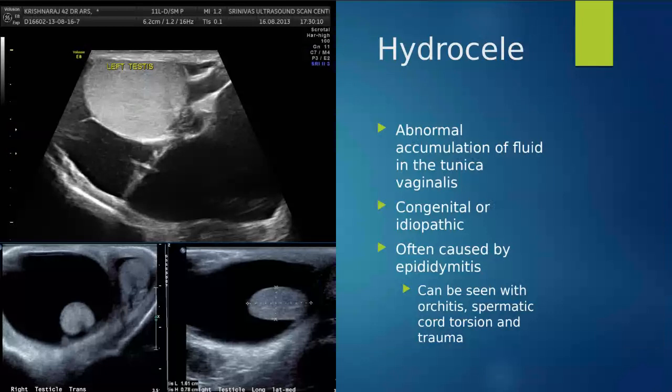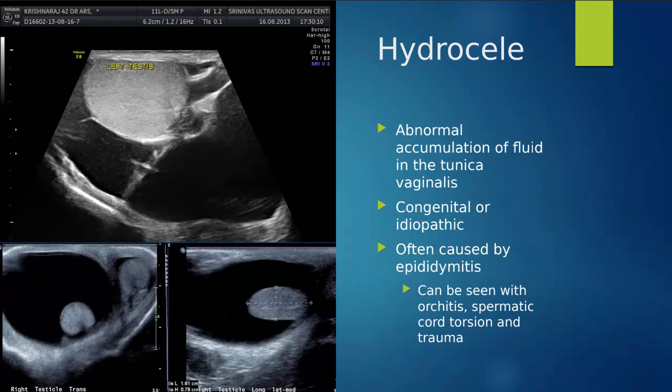Next, we have a hydrocele. We touched upon this briefly, but this is when we have the abnormal fluid collection between the two layers of the tunica vaginalis. As we know, the tunica vaginalis has the inner visceral layer and the outer parietal layer. We have a normal trace amount of free fluid that typically sits there, but when we have this abnormal accumulation of serous fluid in between those layers, that's when we get a hydrocele.